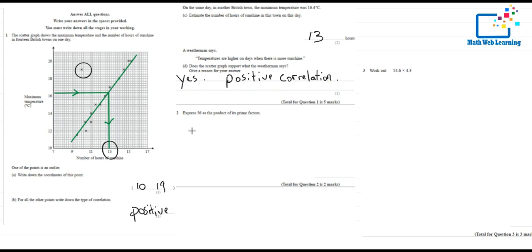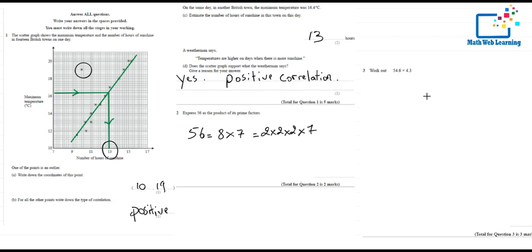Right, question number 2, we need to write down 56 as a product of its prime factors. So it is 8 times 7, we know that, and 7 is a prime number, 8 is not, so we need to break it down into its prime factors, which are 2 times 2 times 2 times 7.